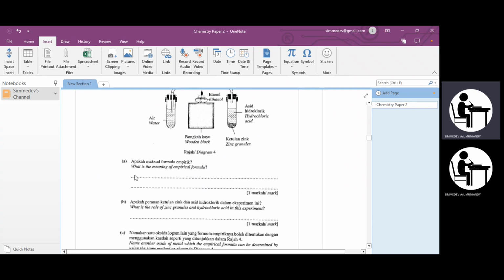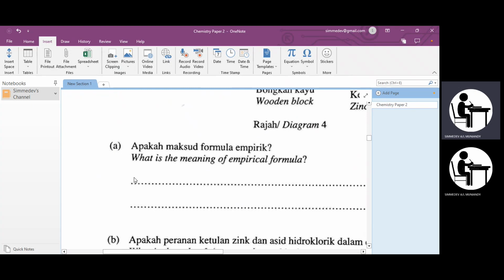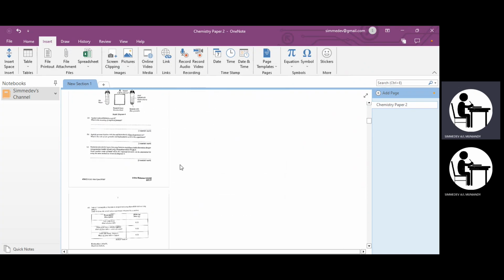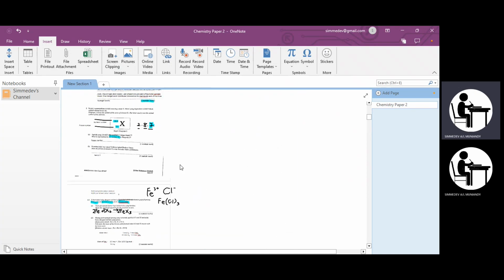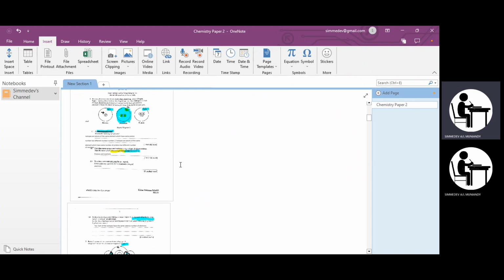What is the meaning of empirical formula? I did tell you I'm just going to stop at question 3. I think this is where we ended. I hope that helps. We've done 3 questions. I'll be covering the rest later on.